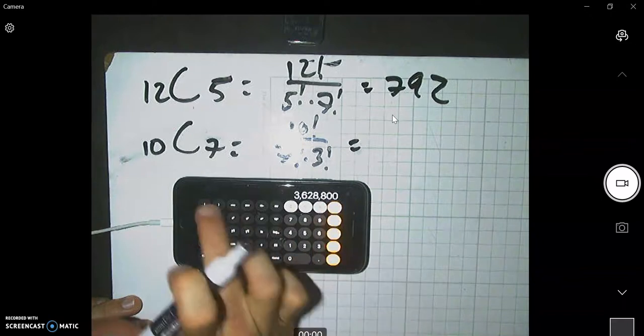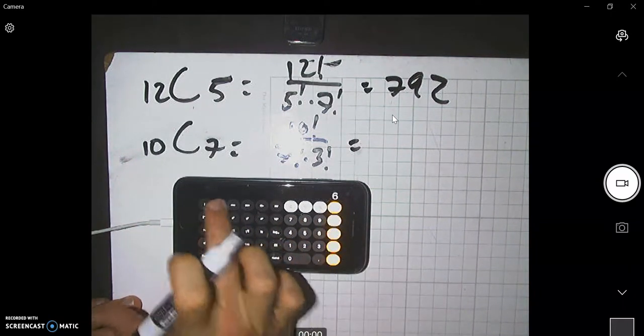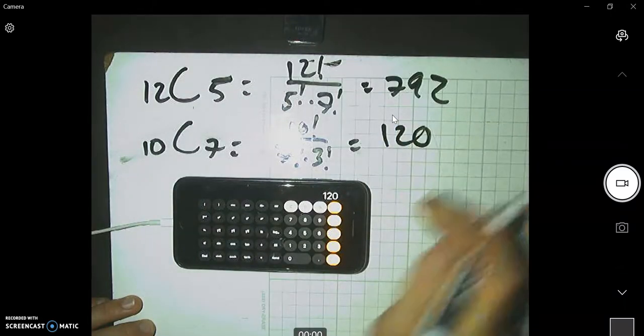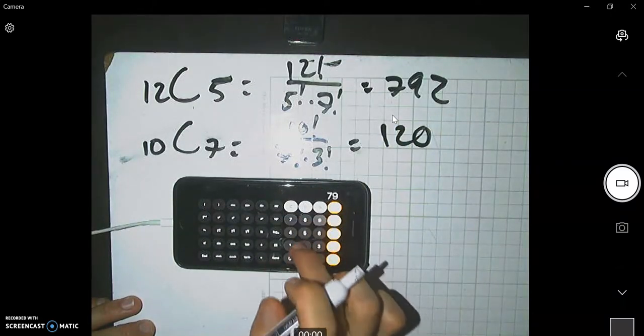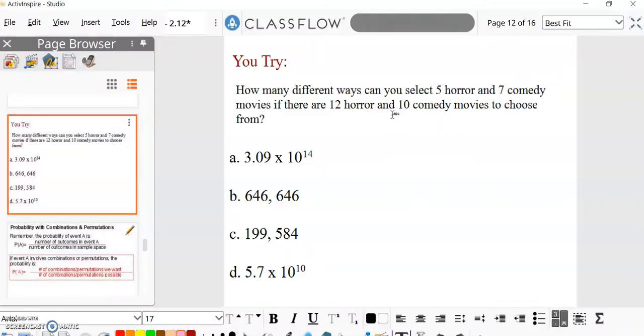10 factorial divided by parentheses 7 factorial times 3 factorial is 120. 120 times 792 is 95,040. So I don't see the right answer. That's very interesting. Well, I don't know why the right answer is not here. I just did the math again, and I'm pretty confident I am right. So maybe the question was changed, but the answer was not updated. So I'm going to put the answer here. Hopefully I didn't make a mistake. I'll find out.